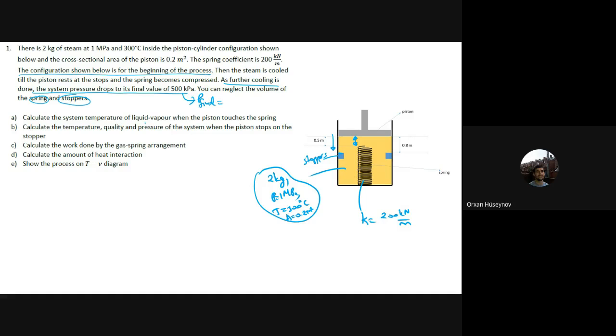Calculate the system temperature of the liquid vapor when the piston touches the spring. This is the first step. And then the quality, pressure, and temperature of the system when the piston stops on the stopper. Calculate the work done by the gas spring arrangement. Calculate the amount of heat interaction. Show the process on a 2-unit diagram. Okay, these are the questions that we are going to answer.